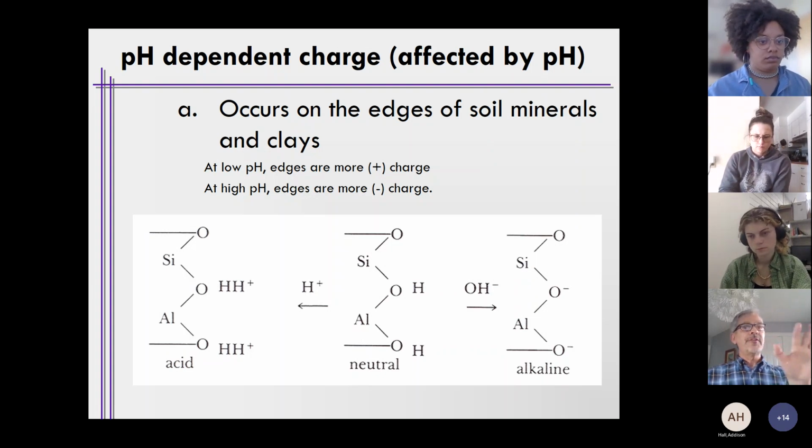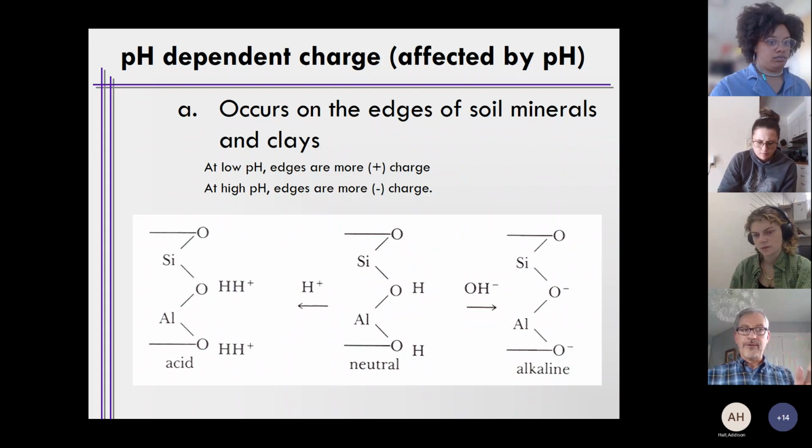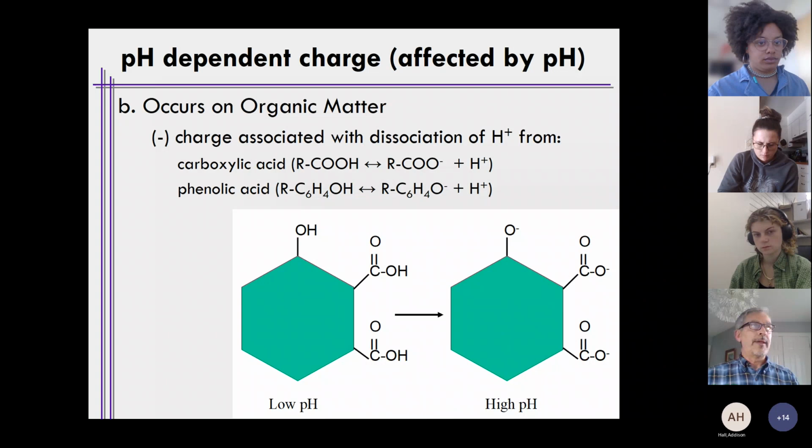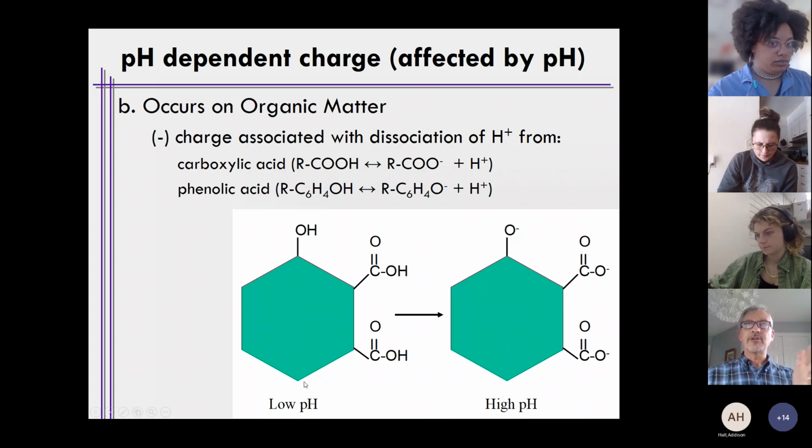Okay, so this is soil minerals or clays, but it also comes from organic matter. And if you look at a picture of organic matter, the same reactions basically happen at the edges of organic matter where you have these functional groups sticking out into the soil solution.